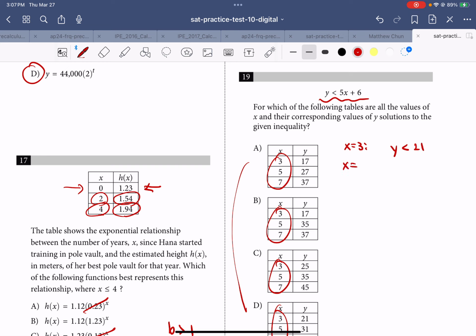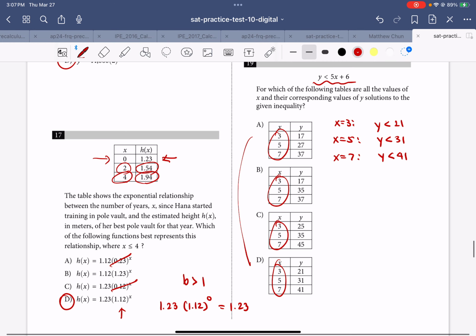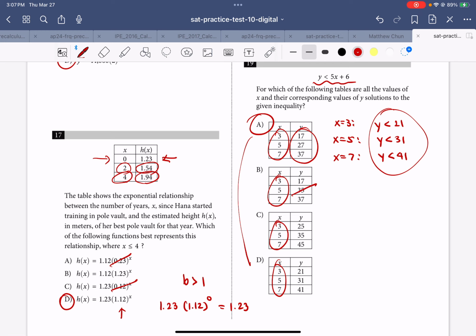And when x equals 5, then y is less than 5 times 5 is 25, 25 plus 6 is less than 31. Similarly, x equals 7, then y should be less than 35 plus 6, that's less than 41. So which of the following satisfy that condition? If you look at A, yeah, that satisfies. Those are all less than 21, 31, and 41. The other ones don't work. So answer is A.